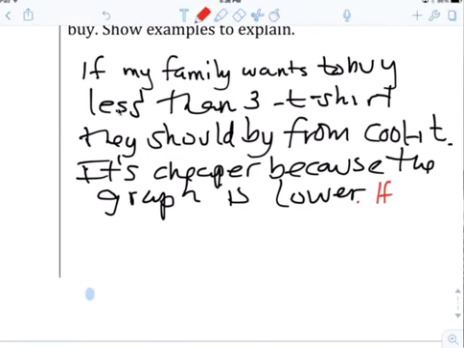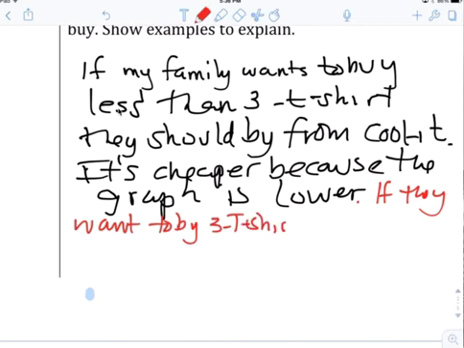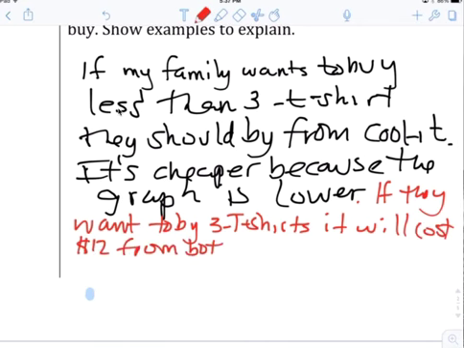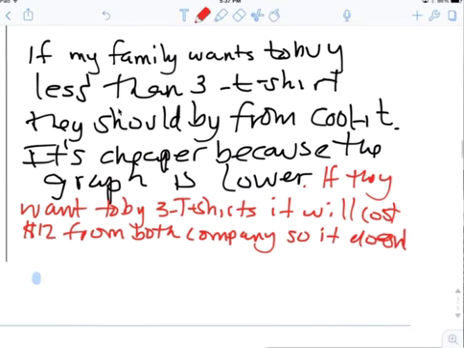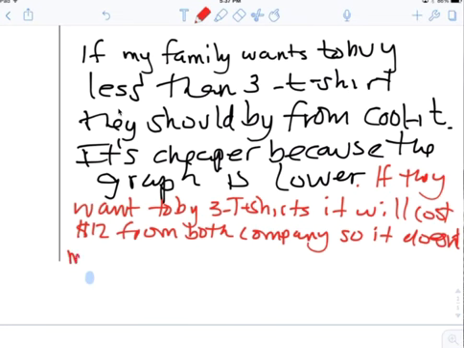If they want to buy 3 t-shirts, it will cost $12 from both companies, so it does not matter which company they buy from.